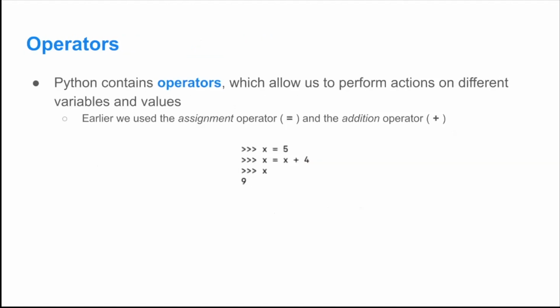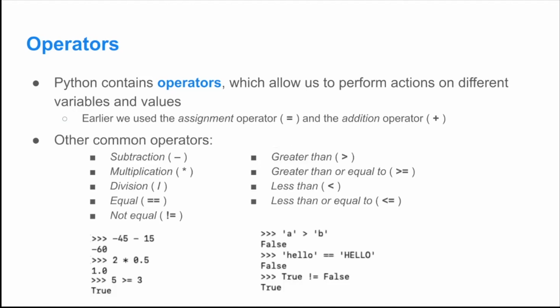So Python also contains operators, which allow us to perform actions on different variables and values. Earlier, I discussed the assignment operator and the addition operator in this example. So the assignment operator is the equal sign, and the addition operator is the plus sign. There are a lot of other common operators. Again, this list doesn't include all of them, but these are some of the ones that you might see a lot. And usually they're pretty self-explanatory based on their name.